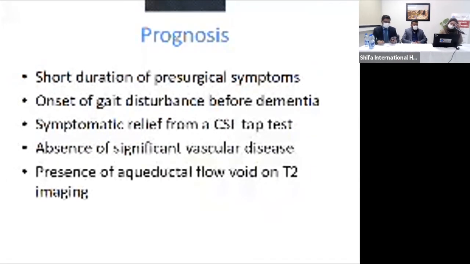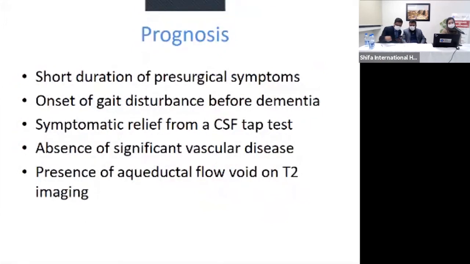Normal pressure hydrocephalus can be diagnosed by doing a simple outpatient procedure and draining around 40 ml of cerebrospinal fluid via lumbar puncture. If the patient shows symptomatic relief from the drainage of CSF, that is a good prognostic factor for after a shunting procedure.